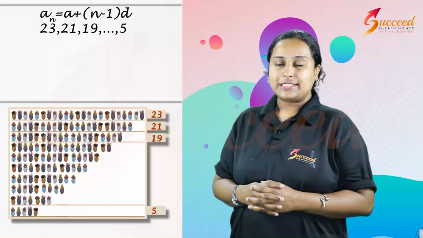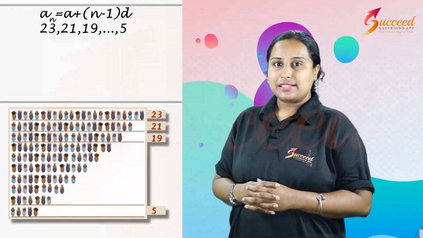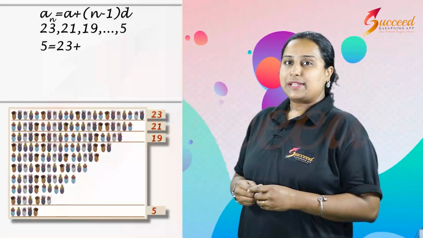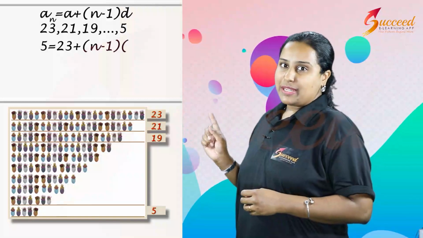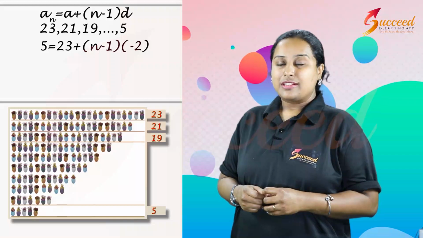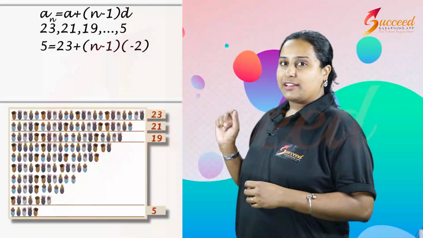I hope you have written it down. Did you get the same answer as what I got? Phi equal to 23 plus n minus 1 into minus 2. I hope this is the same equation which you have written. So let's continue and solve for n.